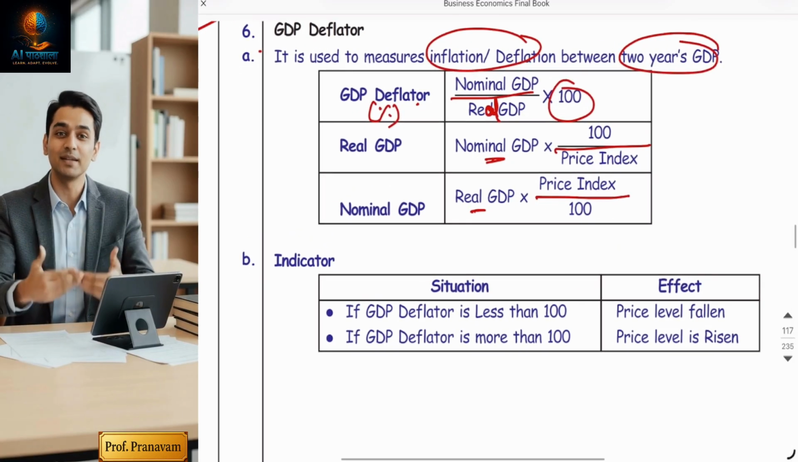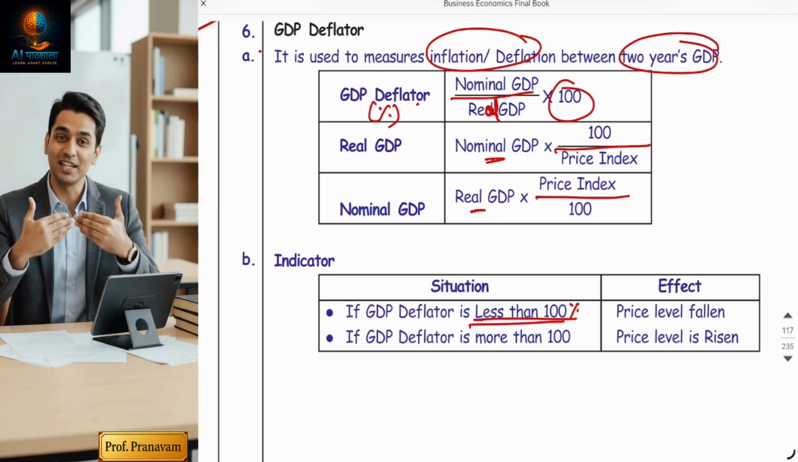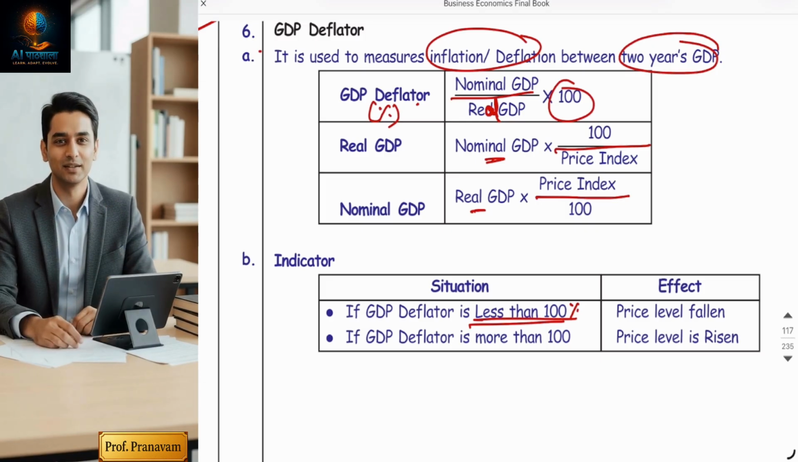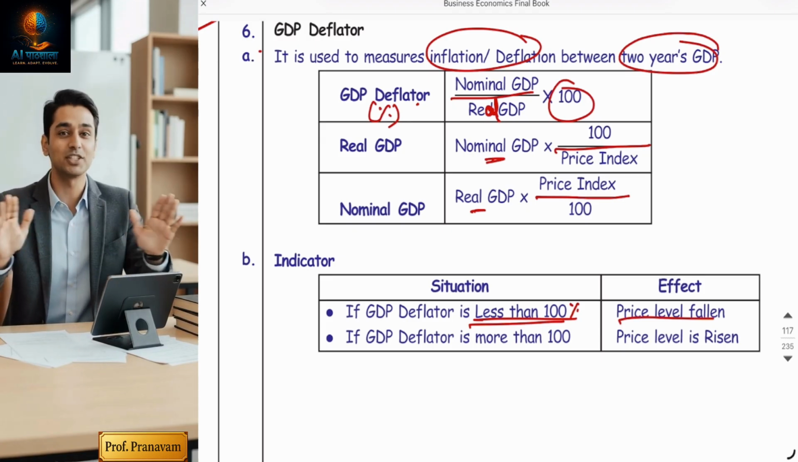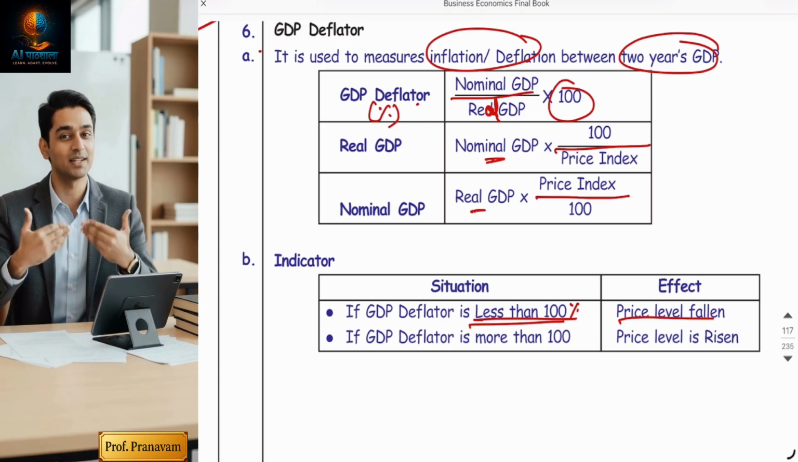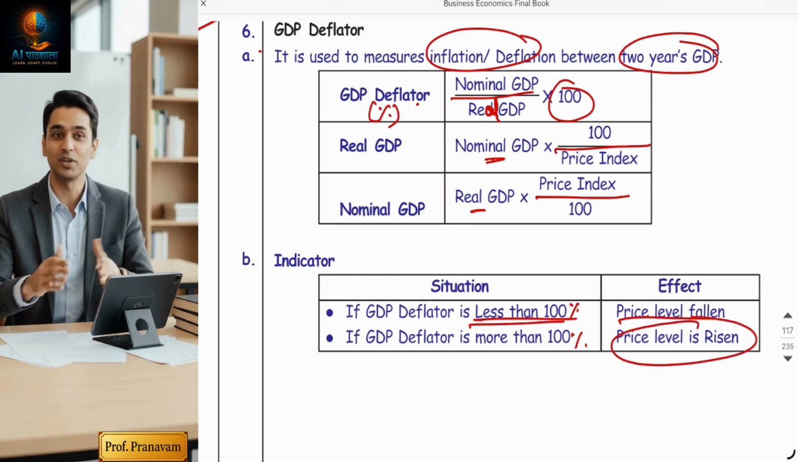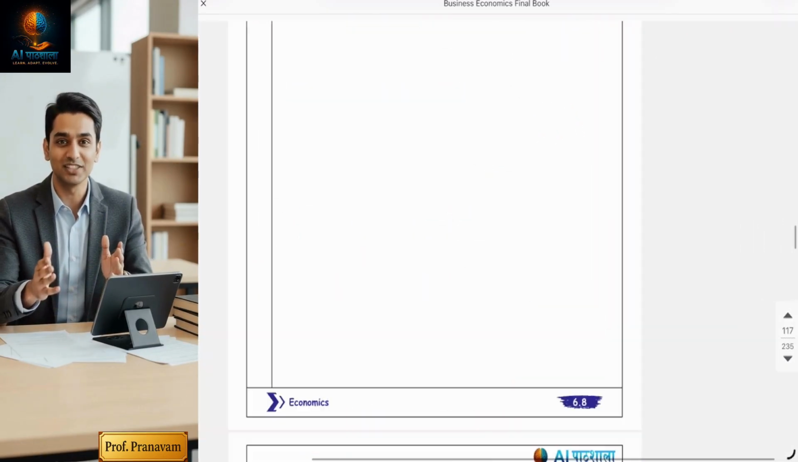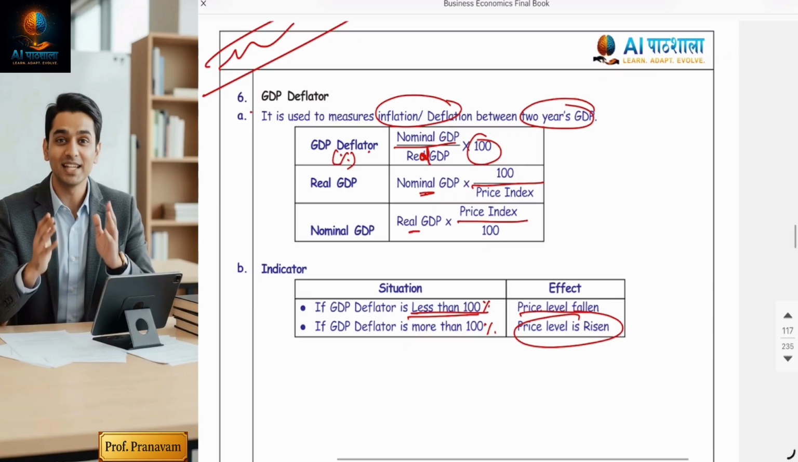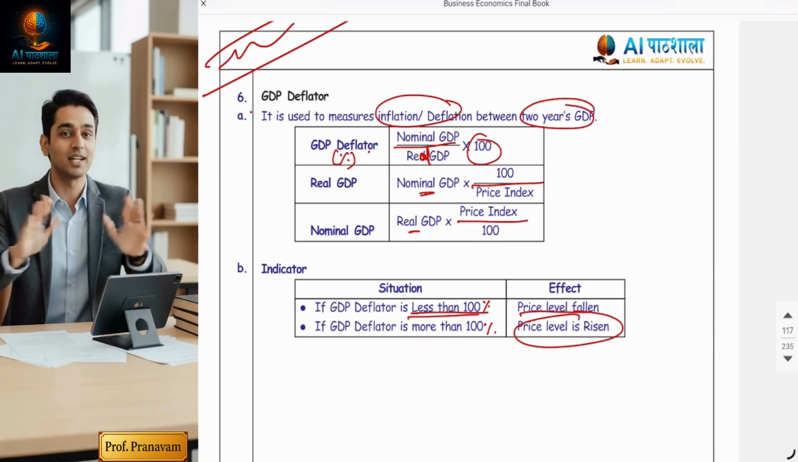If you get a percentage less than 100%, that is 90%, 80%, 95%, it means price has fallen, meaning deflation is created. But if GDP deflator indicates 105%, 110%, 120%, that means prices have risen as compared to the past year. Inflation has taken place. So guys, these were all the other important concepts which I've completed. By this, your national income chapter is actually over.